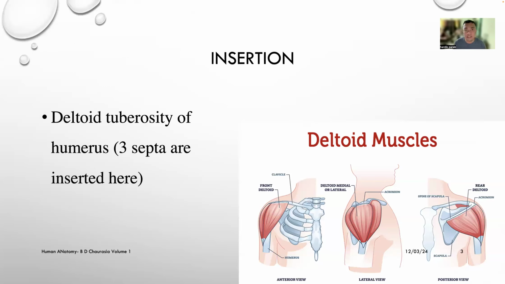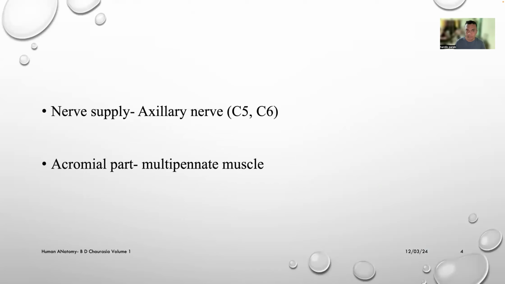Now where is it inserted? कहाँ पे वो खत्म होता है? It is inserted into the deltoid tuberosity of the humerus. Now, the four septa originate from the acromial process, the acromial fiber. The other three septa are inserted into this deltoid tuberosity, and that's why this is a very important part, and that's why it is called a multipennate muscle. We'll see it in detail. It is inserted into the deltoid tuberosity of the humerus. Deltoid tuberosity जो होता है humerus का, वहाँ पे वो insert होता है.